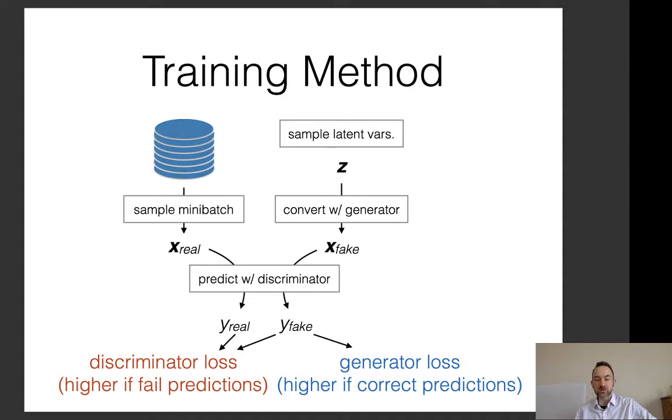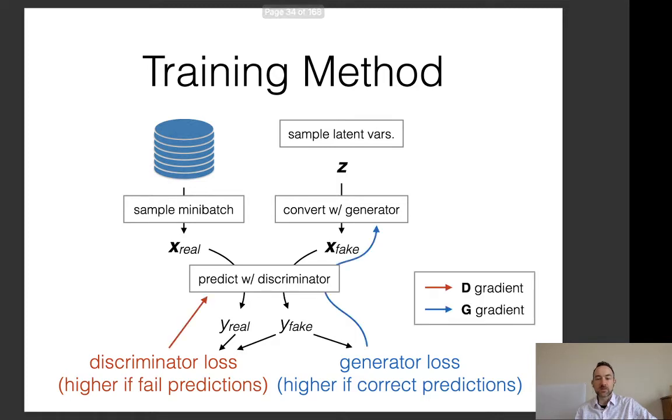discriminator is able to correctly identify fake images. So basically the generator is trying to generate images that cause the discriminator to fail. And the gradient backprops like this. The discriminator loss backprops into the parameters of the discriminator, and the generator loss backprops into the parameters of the generator. The good thing about this is that these models are now competing against each other, where the discriminator tries harder and harder to identify images that look fake, and the generator tries harder and harder to fool this discriminator.